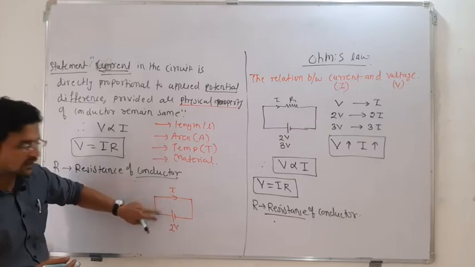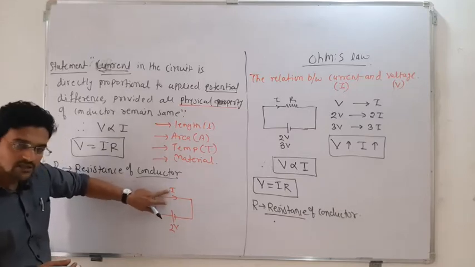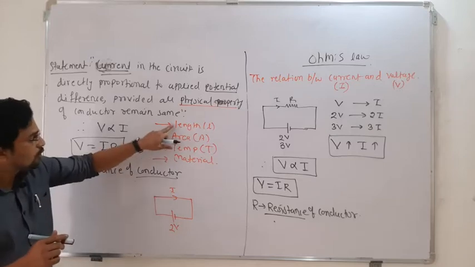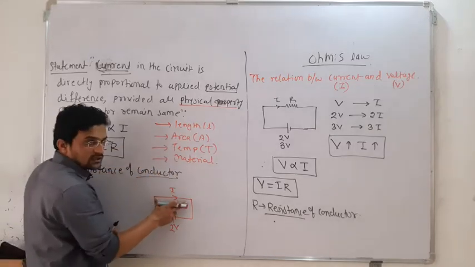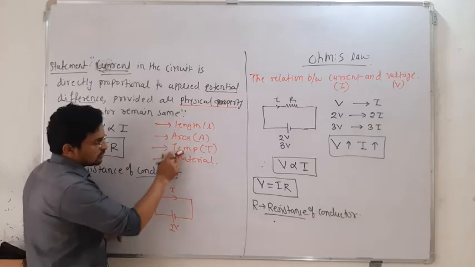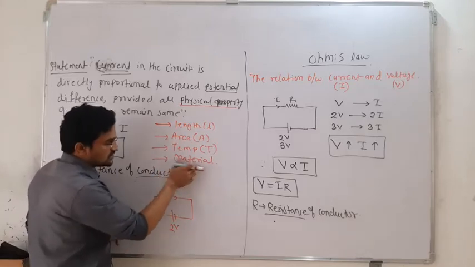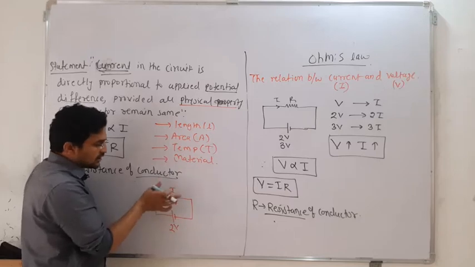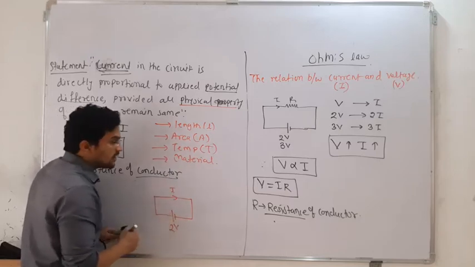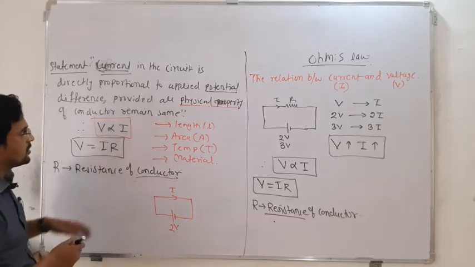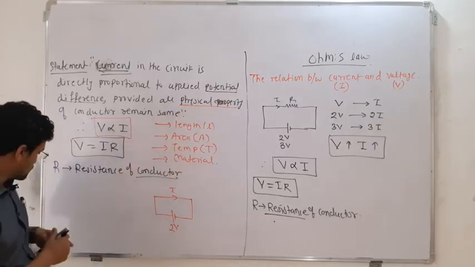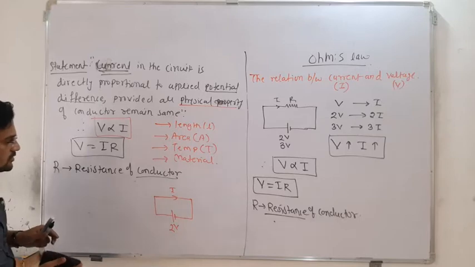As you increase V, I increases, but only if all these things are constant. So don't change the length of the conductor, don't change the area of the conductor, don't change the temperature of the conductor, and don't change the material of the conductor itself. It should remain constant throughout the experiment. Then and only then this relation is possible.